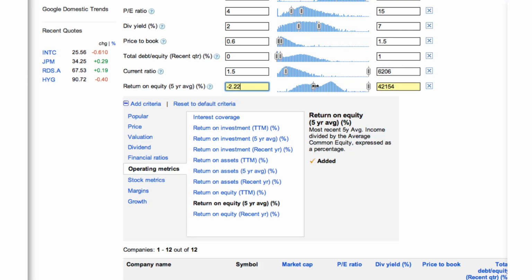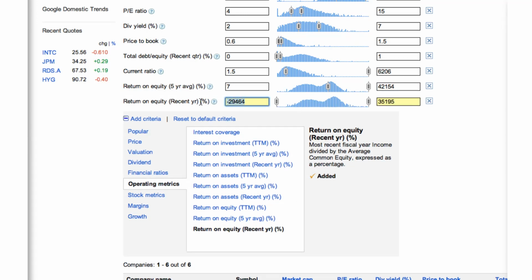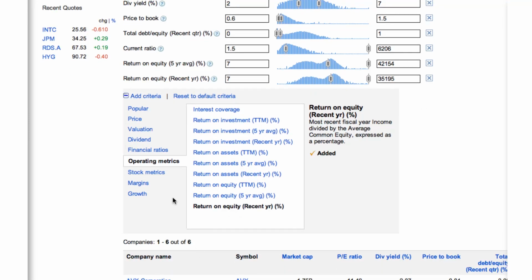So let's go ahead and put in about 7%. Anything above 5% is something I'd be interested in seeing, but 7% would be awesome, anything above 7%. So we're going to put that in. Okay, and now we're down to 6 companies. Then I'm also going to put in the return on equity for the most recent quarter, so we'll also put that in at 7%. When we put that in, we still have 6 companies left.